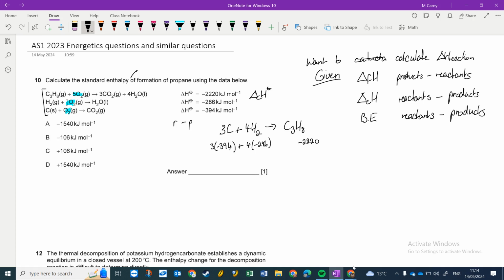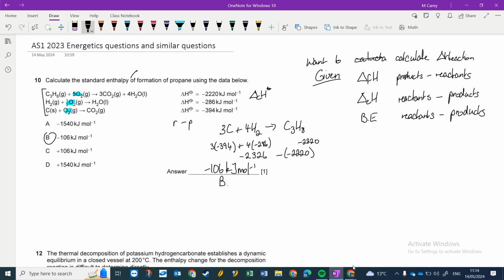it'll come out as, let's see, so that's minus 2326. So that's reactants minus 2220. And that comes out as minus 106. So B. Right, sorry, so that obviously should be letter B there, not the actual answer.